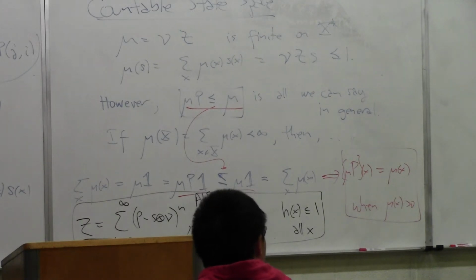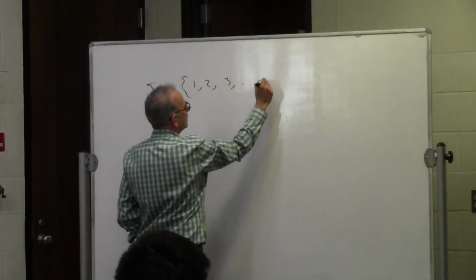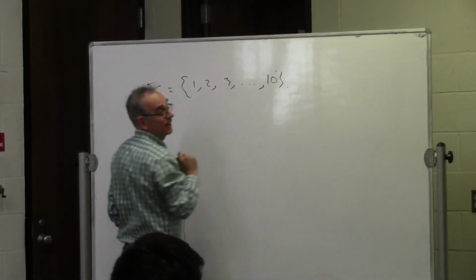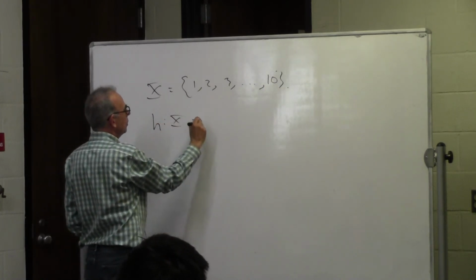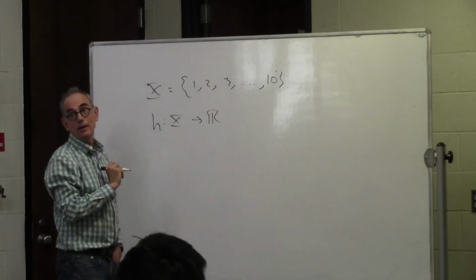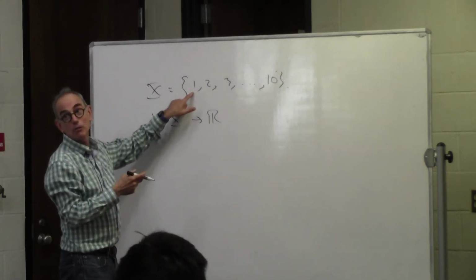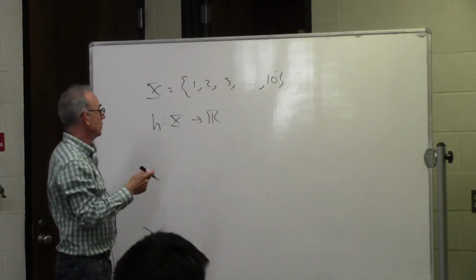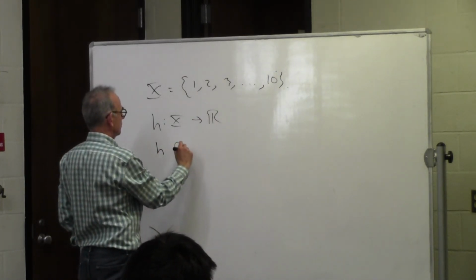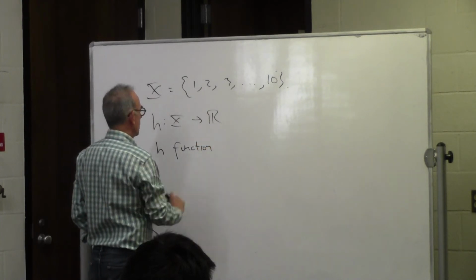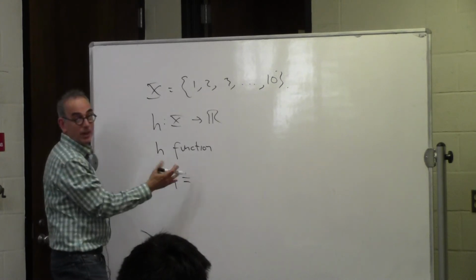So remember, if x is equal to just 1, 2, 3, up to 10, and then I take a function h that maps x to R, h is defined by its values at 1, 2, 3, 4, 5. I write h as a function, but when I write Ph, I can think of it as a vector.